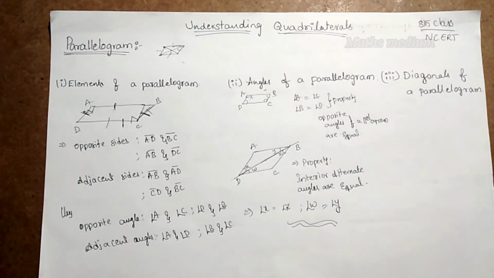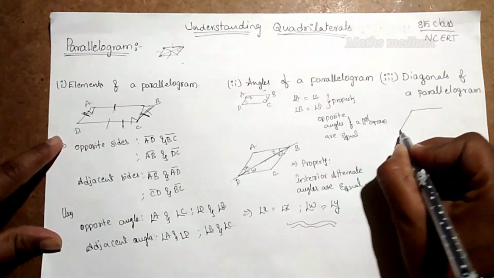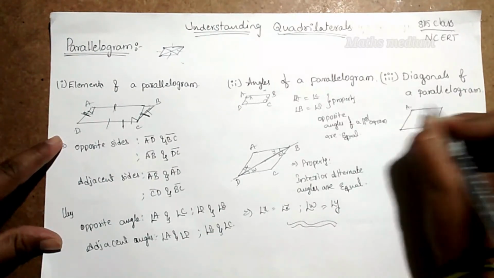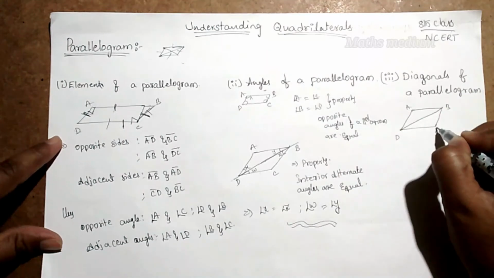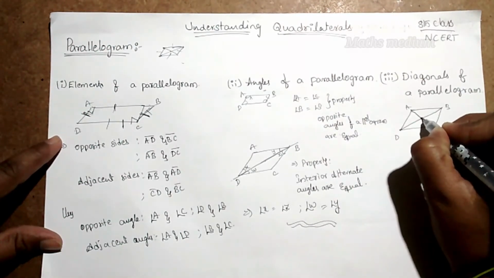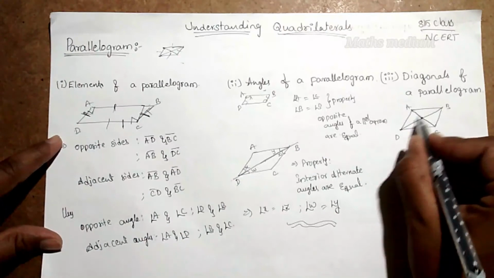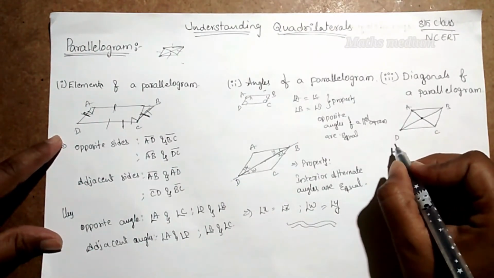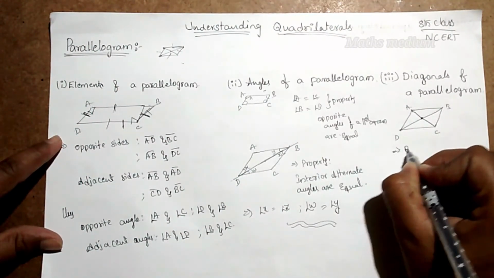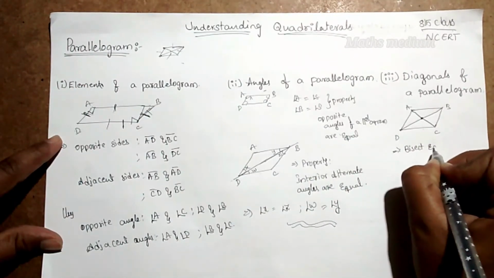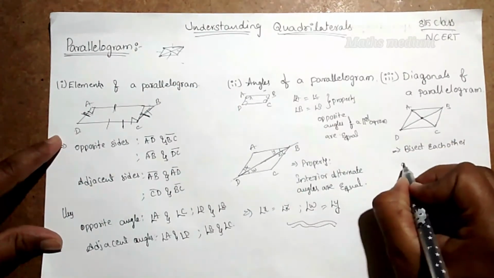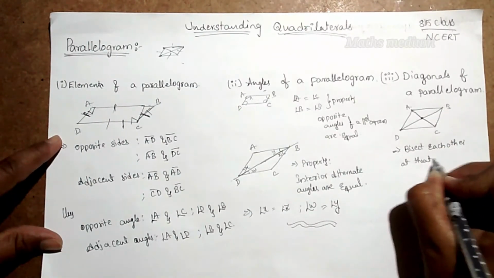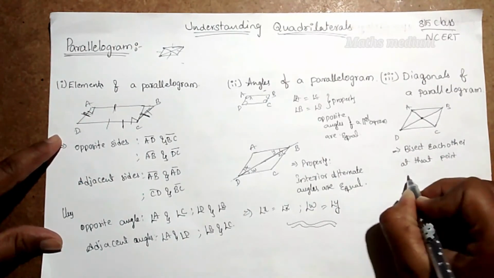Next, moving into the diagonals of a parallelogram. So take a parallelogram A, B, C, D, and make the diagonals. This is the point where the diagonals meet. So these diagonals bisect each other at that point of intersection.